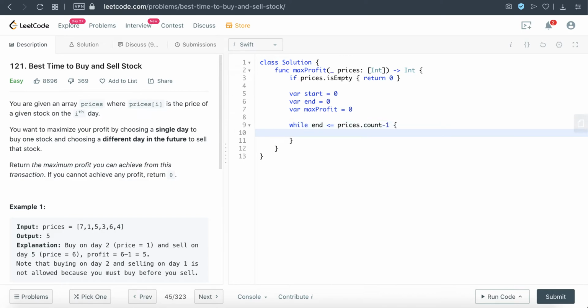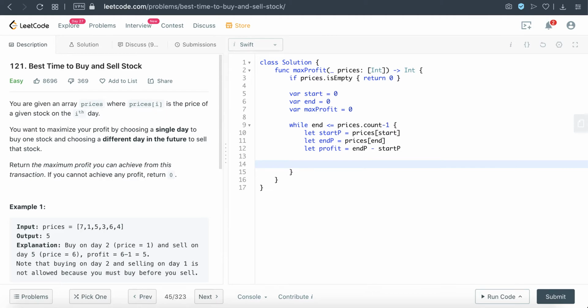And just for simplicity, I'm just going to create a constant, which is the starting price, because we're going to refer to it later on when we do the computation inside this while loop. So I'm just going to hold it in this constant right here. Price is start, and price is n. And then I'm just going to calculate the profit here, which is end price minus start price, right?